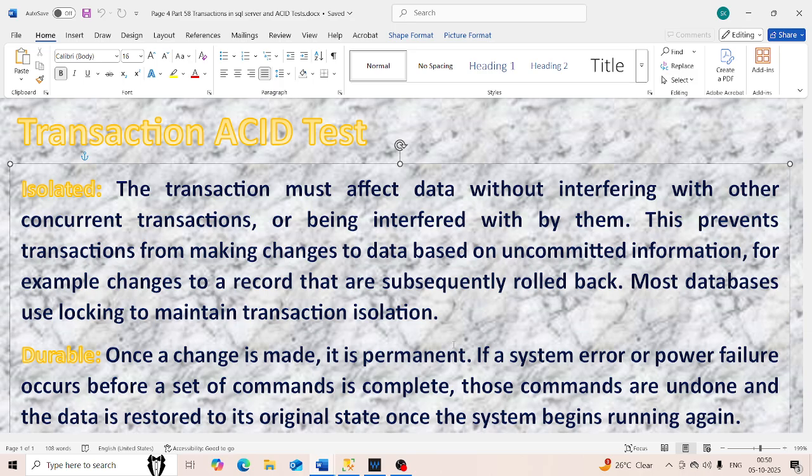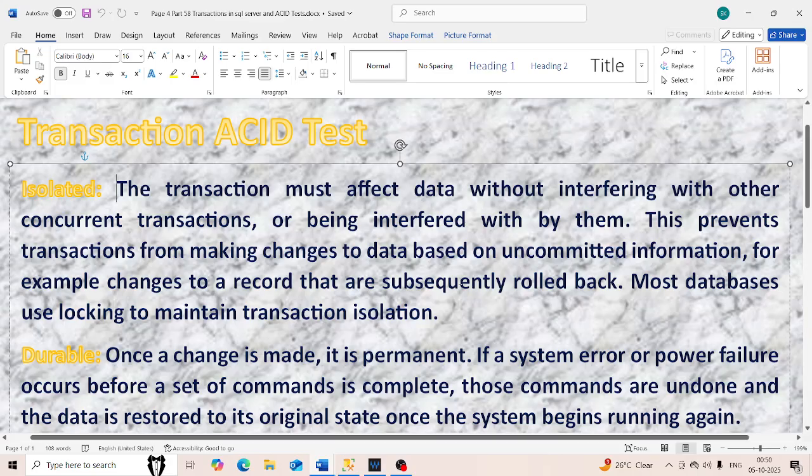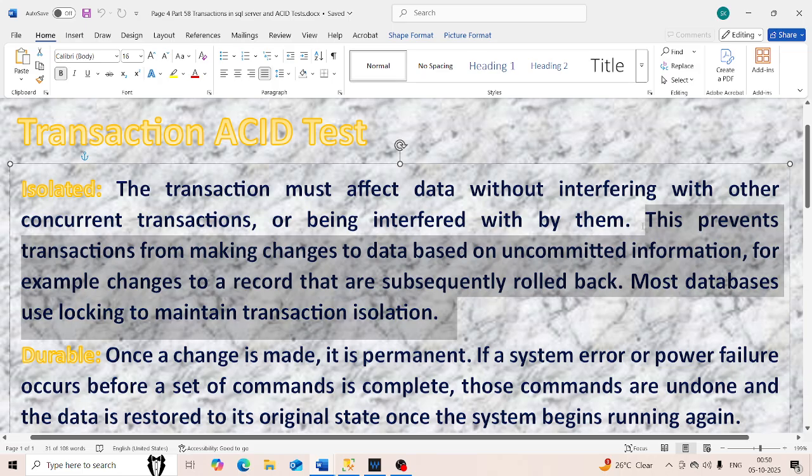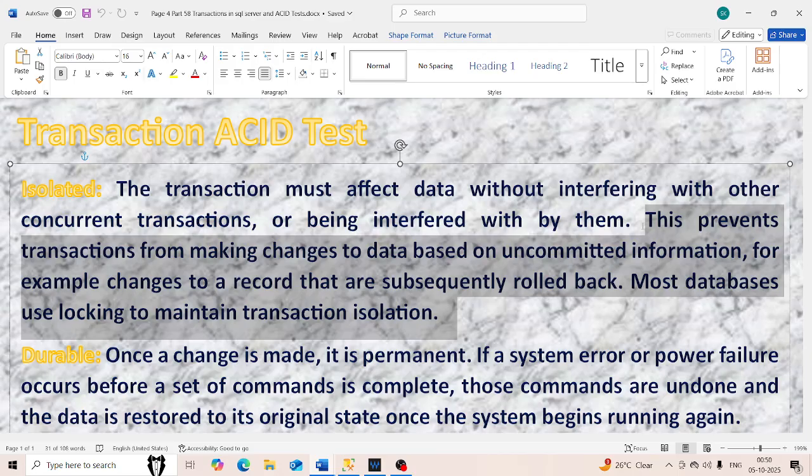Okay, so this isolation prevents a transaction from making changes to data based on uncommitted information, for example, changes to a record that are subsequently rolled back. Most databases use locking to maintain transaction isolation.